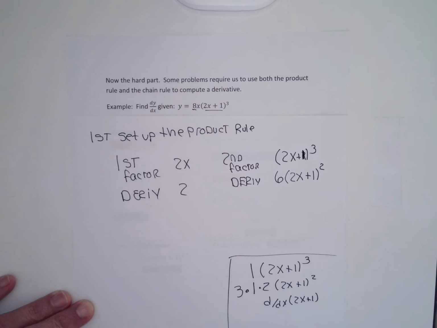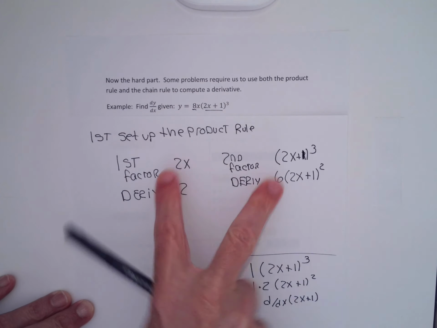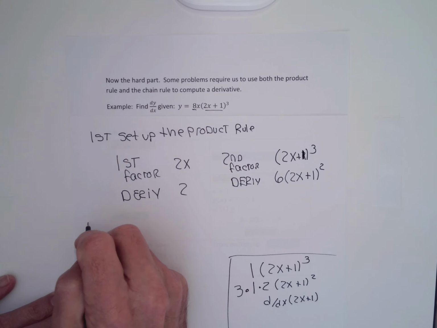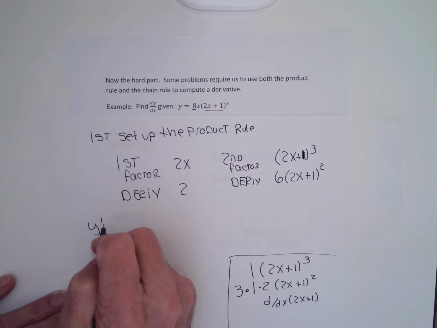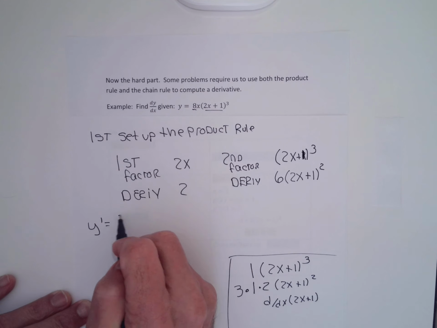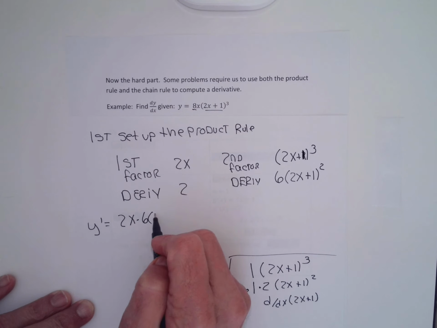So now, product rule: I cross multiply down, first factor times derivative of the second, cross multiply up, second factor times the derivative of the first, and put a plus sign between. So my derivative, I'm just going to write y prime, just because it's easier, is first factor times derivative of the second. That's 2x times 6 times 2x plus 1 squared.